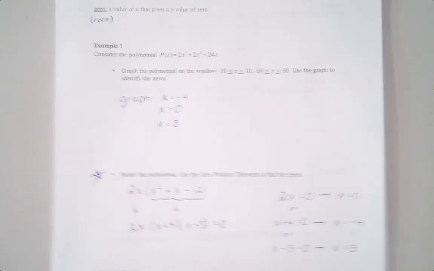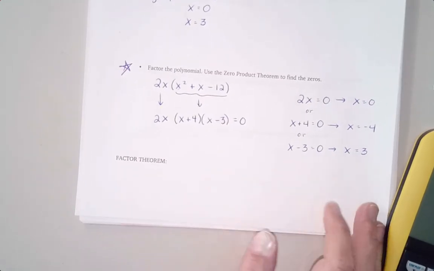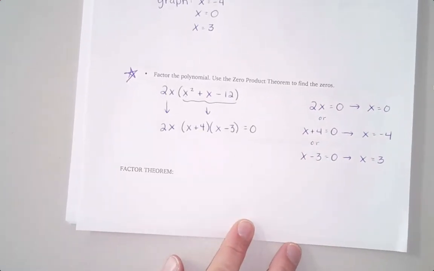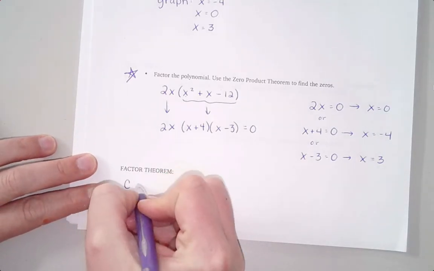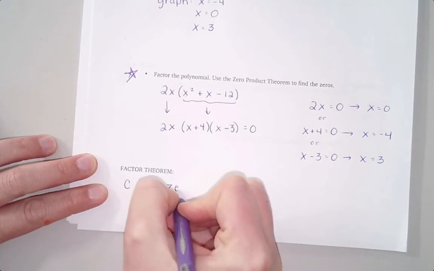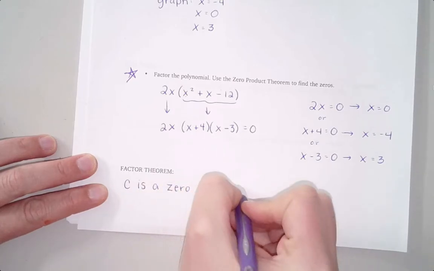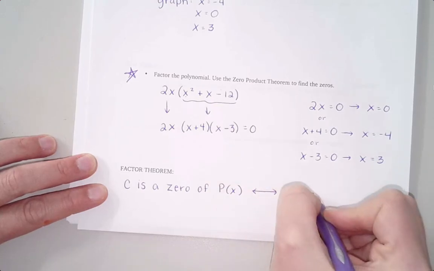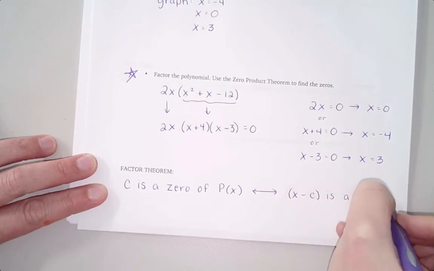And that is what's called the factor theorem. The wording of the factor theorem, if you were to look at it in the textbook as usual, is going to be longer and wordier. But the factor theorem says that C, where C represents a number, is a 0 of P of x if and only if x minus C is a factor of P of x.